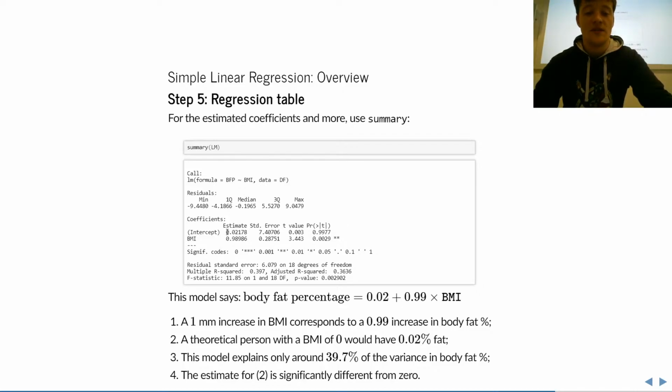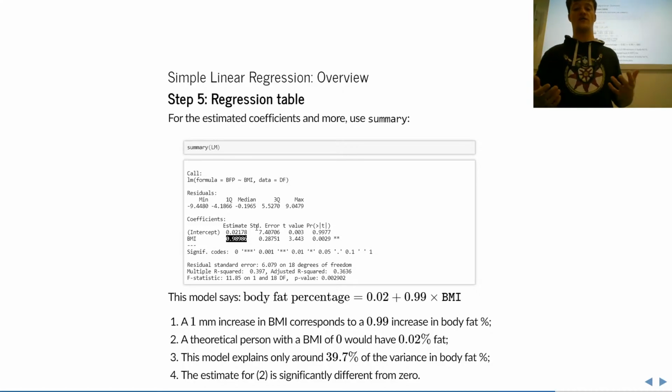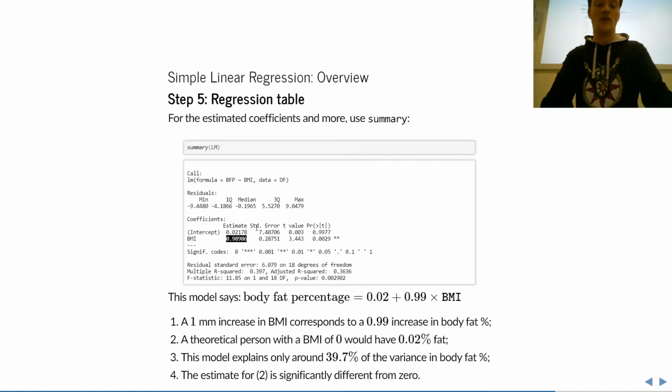We have an intercept and we have a value for BMI, that's the slope. So this model says that body fat percentage is 0.02, that's the intercept starting point, plus 0.99 times BMI. So it says for every unit increase in BMI, you would expect body fat percentage to go up by about 1%. So an increase of 1 corresponds to a 0.99 increase in body fat percentage.